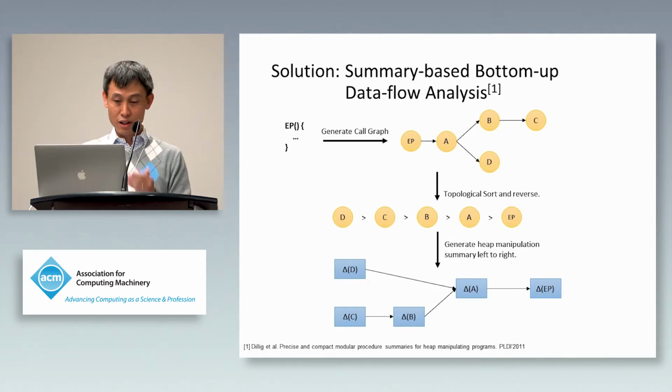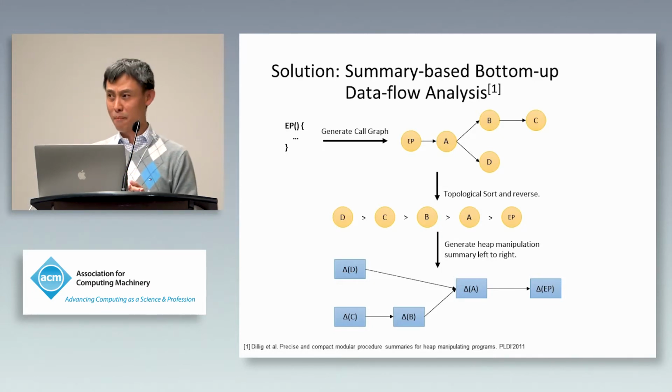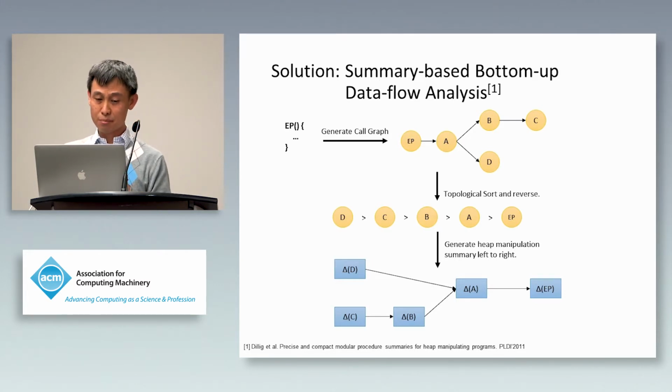What Dillig has shown is you don't really have to do it in this way. Rather, you can actually do it in a backward manner. And also, the very nice feature about this approach is you can analyze each function independently and compute a summary of data flow modification for each function.